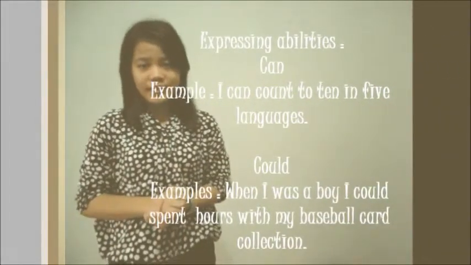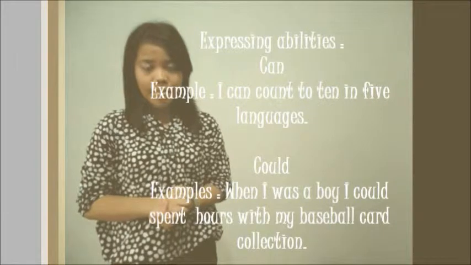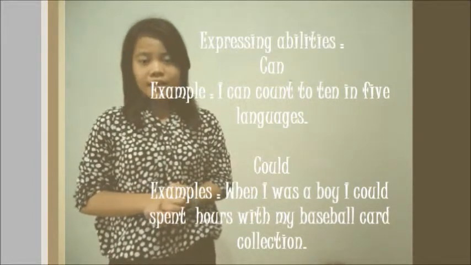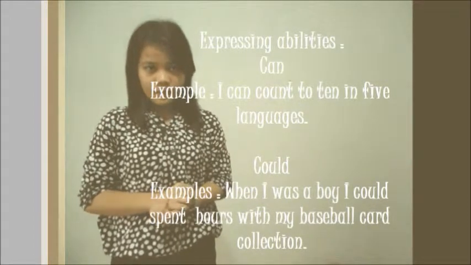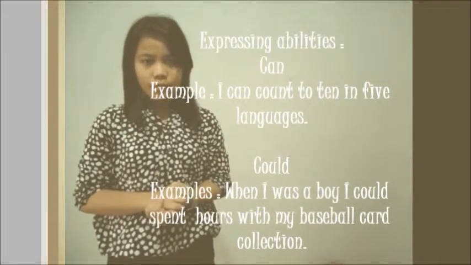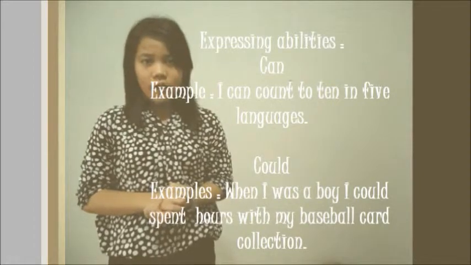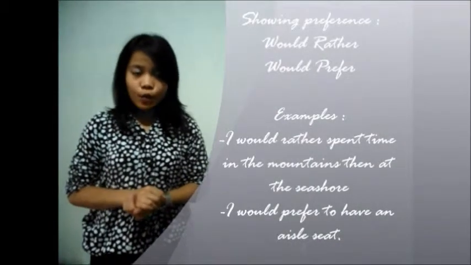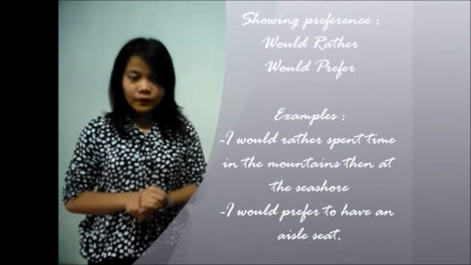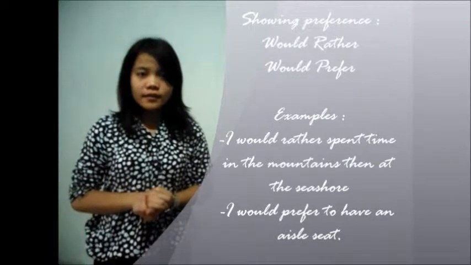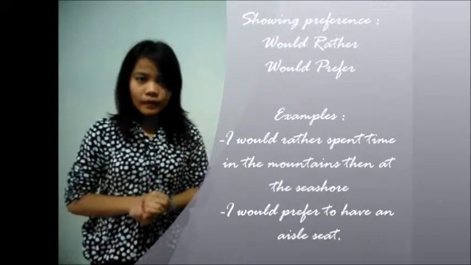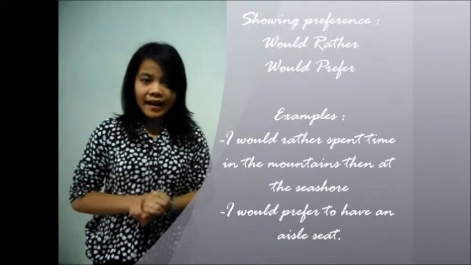Can refers to present abilities. For example, "I can count to 10 in 5 languages." And could refers to past abilities. For example, "When I was a boy, I could spend hours with my baseball card collection." Next, for showing preference, we use would rather and would prefer. For example, "I would rather spend time in the mountains than at the seashore." "I would prefer to have an aisle seat."